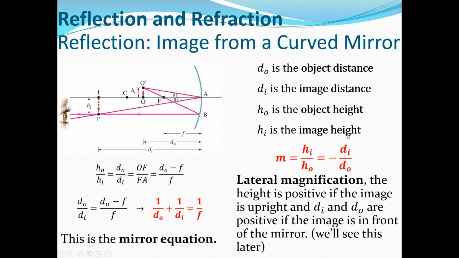di is positive if the image is in front of the mirror. So again, here, this image is formed here, so it is a positive image. If, on the other hand, this image was formed back here, that would be a negative image, which we'll see in a second. This is also going to be used to refer to whether an image is real, like this one, or virtual, which would be in here.